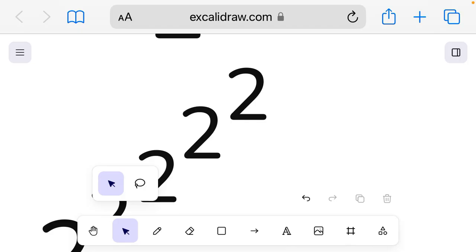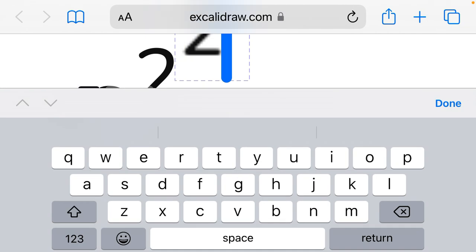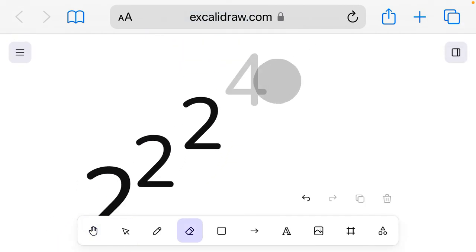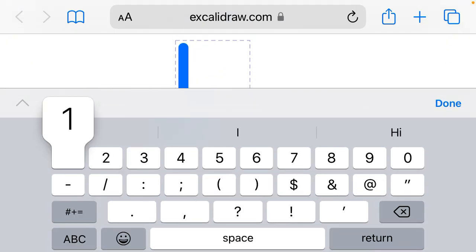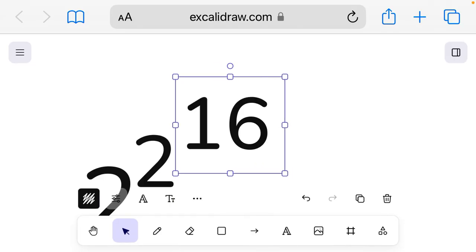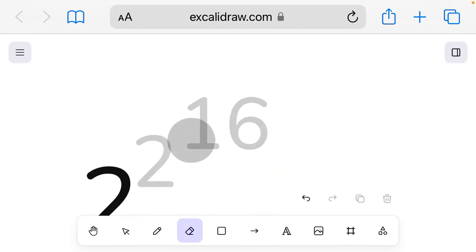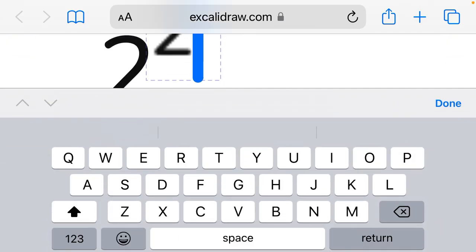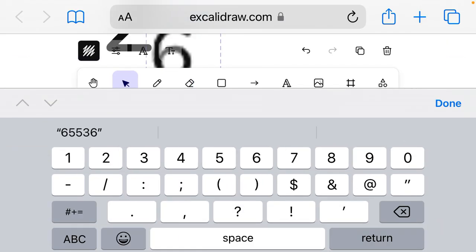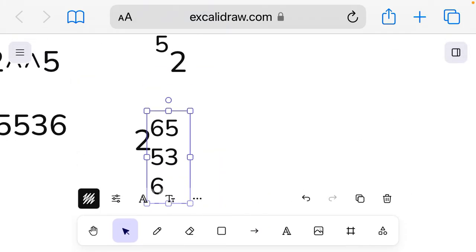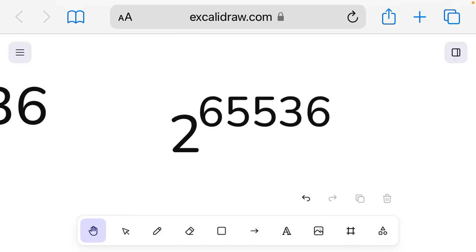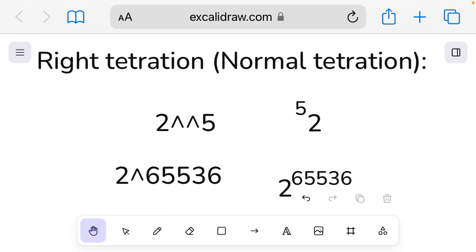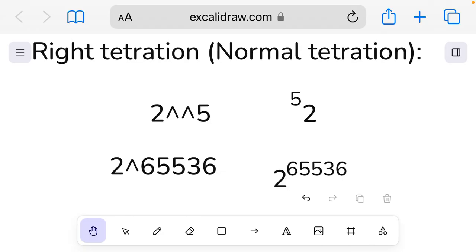So we have 2 squared. 2 squared is 4. And then 2 to the power of 4 is 16. And then 2 to the power of 16 equals 65,536. Like this, and it will give us a very large number, same as this one there. So yeah, this is how you can do right tetration, or normal tetration.